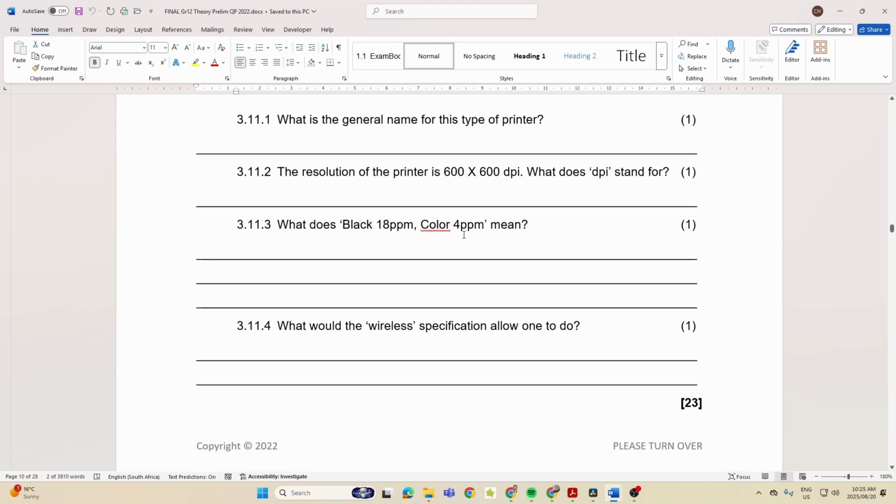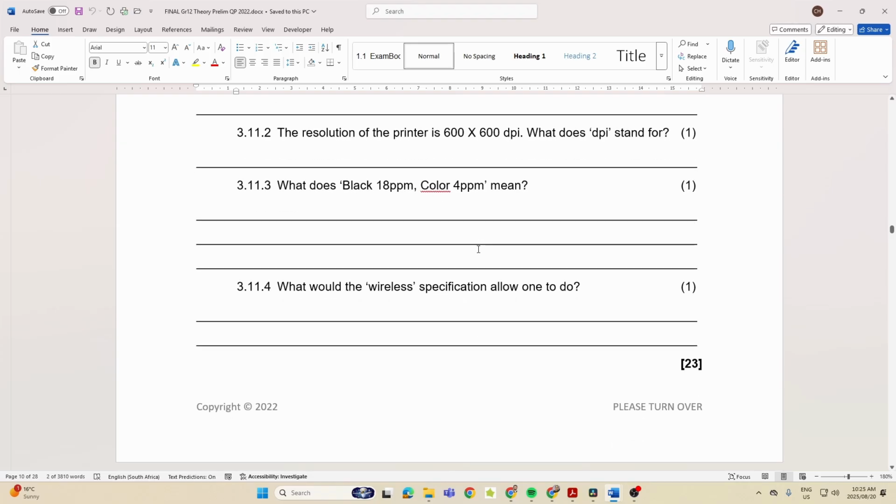Then your ppm, what does that mean? Pages per minute or prints per minute. It's the number of pages that this printer can print in a given minute. So for black, it's going to be higher than for color. Okay. What would the wireless specification allow one to do? To connect to a network or mobile device wirelessly. That's what the name implies.